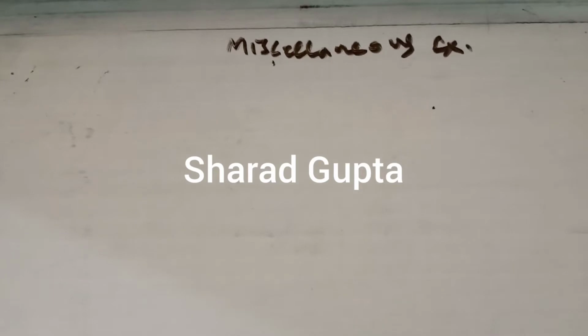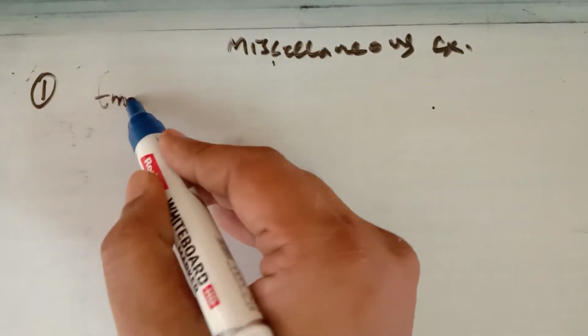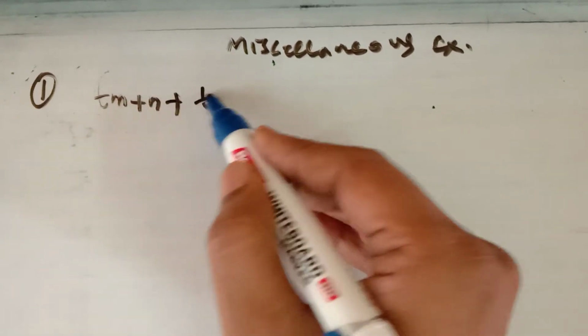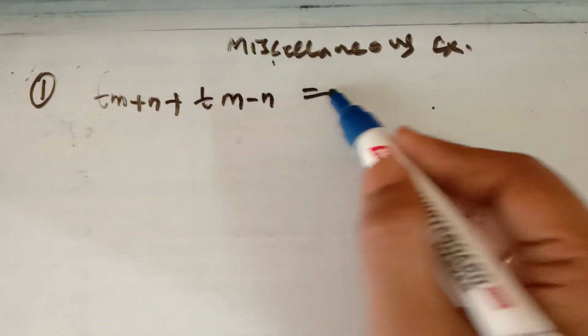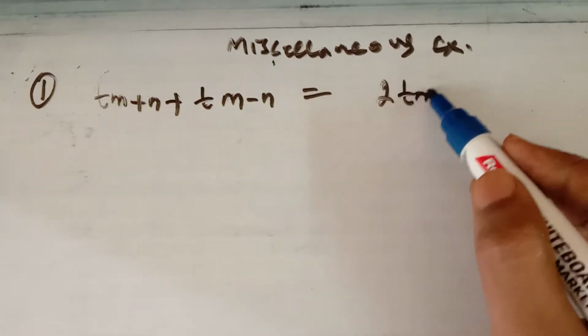Hello, this is lecture number 12 for the chapter Sequence and Series, and in this lecture we are starting with the miscellaneous exercise. Now in question number 1, you have to prove that the sum of the m plus nth term and the m minus nth term is equal to twice the mth term. This you have to prove.